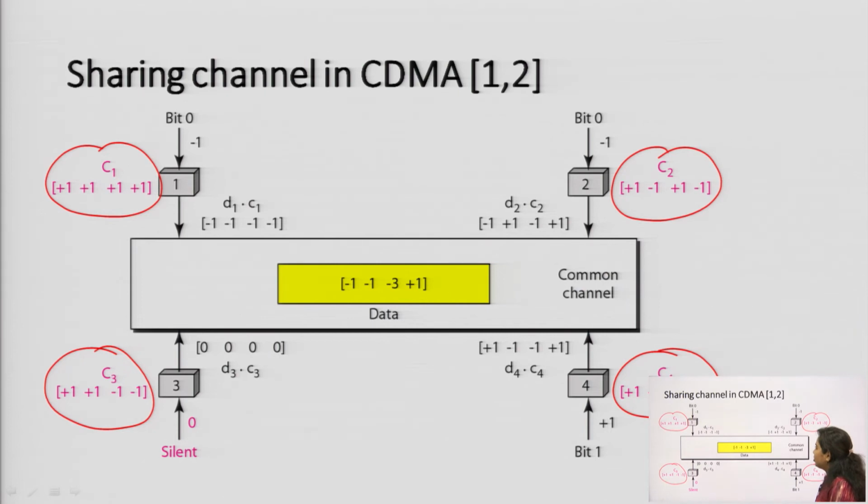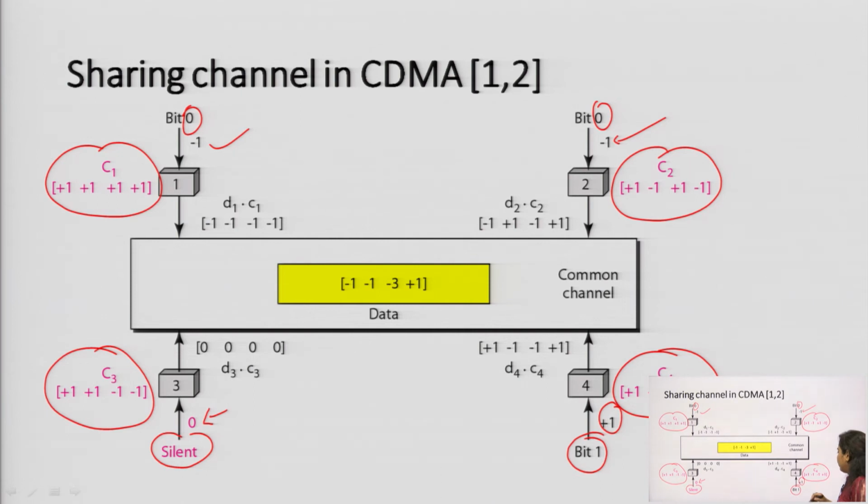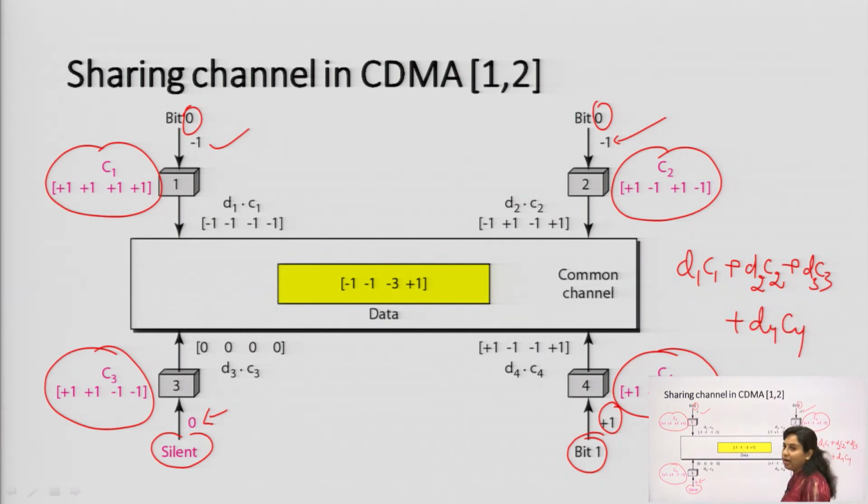Now, you can see that the first user wants to transmit the 0th bit. So, we are transmitting -1. The second user again wants to transmit the 0th bit. So, -1 will be transmitted. The third user wants to transmit nothing. So, 0 will be transmitted, and the fourth user wants to transmit bit 1. So, +1 will be transmitted. So, what will be the formula? It will be D1 C1 plus D2 C2 plus D3 C3 plus D4 C4. So, this data we have to generate, so that it will be transmitted over a common channel.